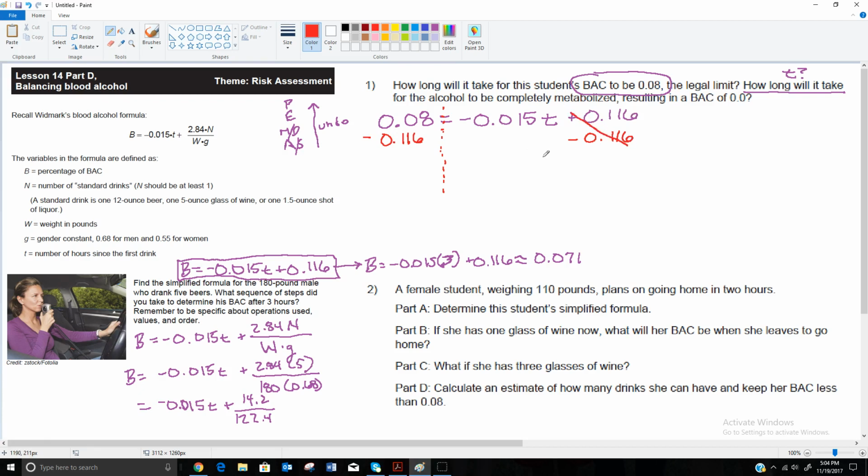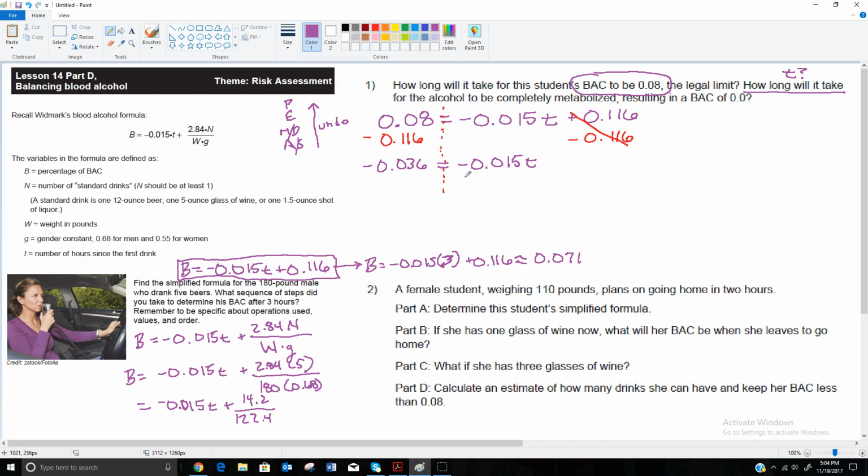So these would cancel. So 0.08 minus 0.116 is going to give me negative 0.036. And that's okay that that's negative. That's because we're going to have a negative on this side also, and they'll end up canceling each other out. So it's negative 0.036 equals negative 0.015 t. Now, one mistake that I see students do, and it's understandable, is at this point they see this negative and they want to add.